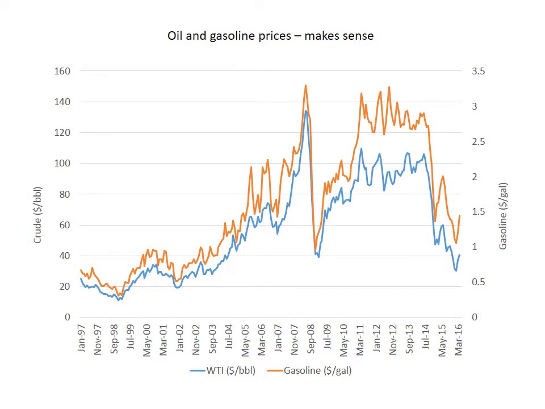We can also look at the correlation between oil and gasoline prices, and this is mostly one for one. Notice, these are on different scales, obviously. On the left y-axis is the value of crude oil, and the right y-axis is the value of gasoline. But the correlation between these is extremely high.